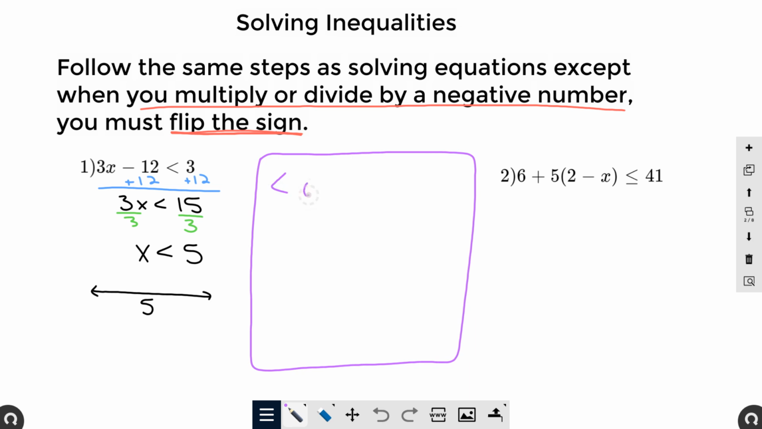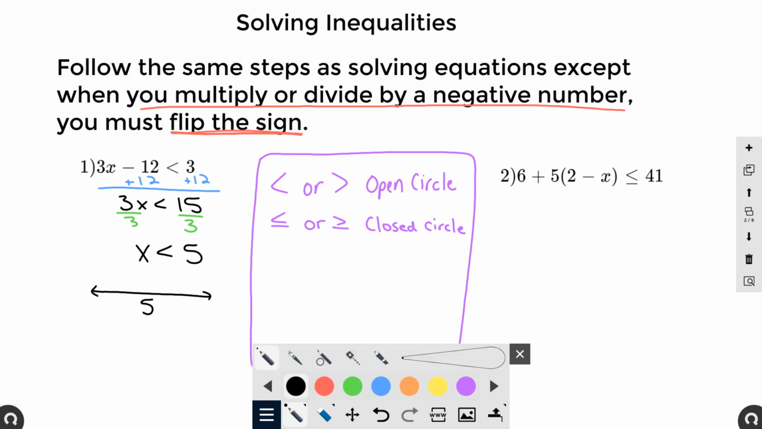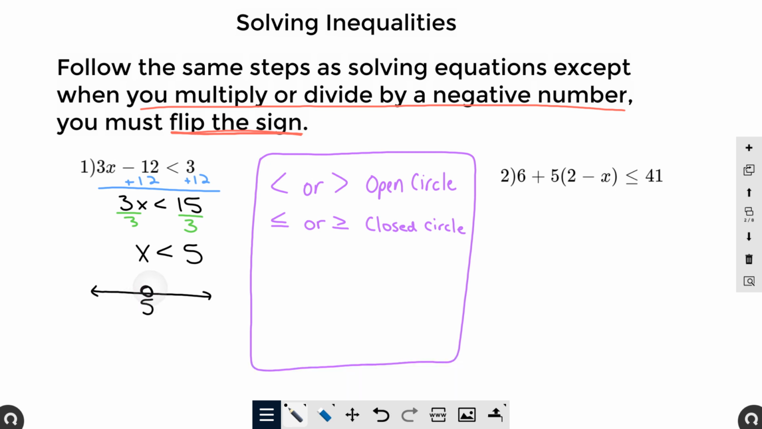If your inequality is less than or greater than, you're going to make an open circle at that number. Because what that means is we can get really close to that answer, but we cannot equal that answer. Now, if you have the line underneath it, it means less than or equal to or greater than or equal to. So if it has the line, we make a closed circle. So for our problem here, since it doesn't have the line, we're going to put an open circle at 5.